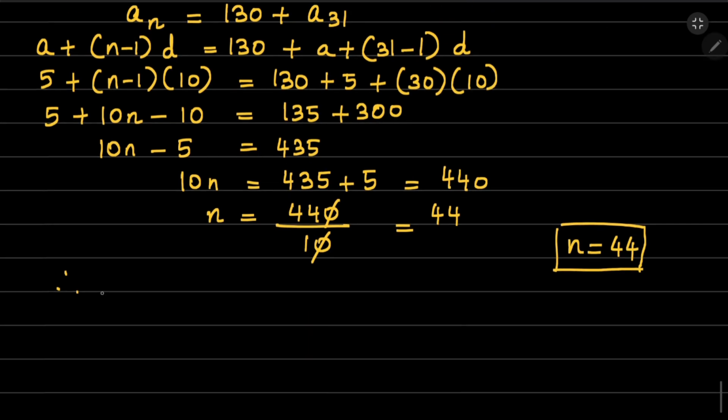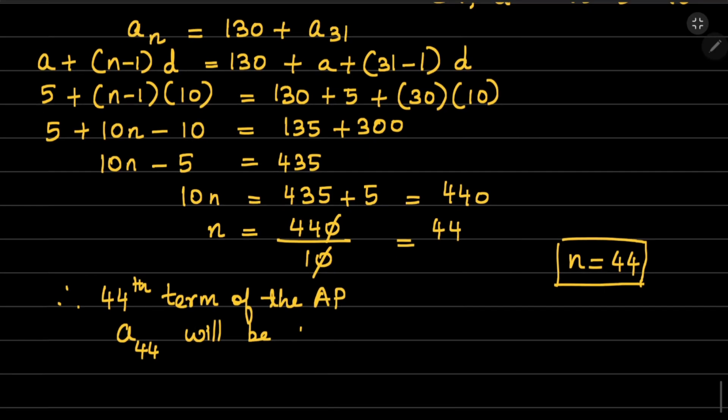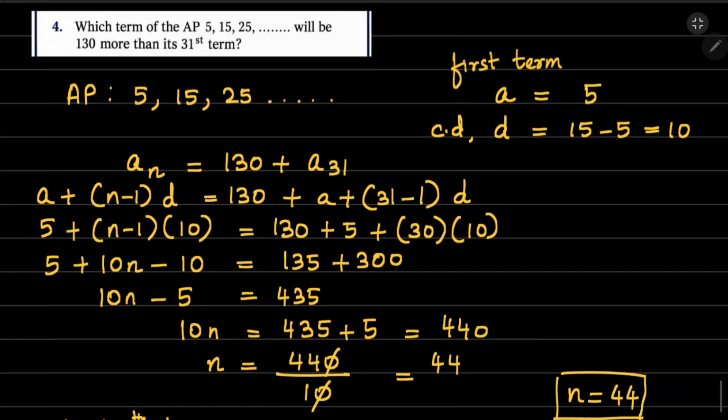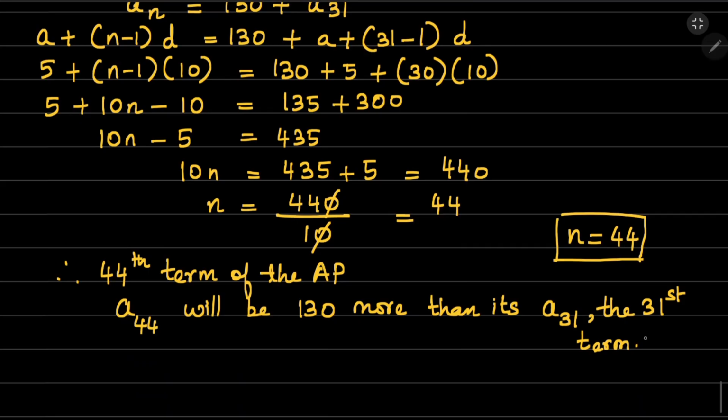But then at the end you can write, therefore the 44th term of the AP, which we denote as A44, will be 130 more than its 31st term, A31. So this is how you have to do. I hope it's clear.